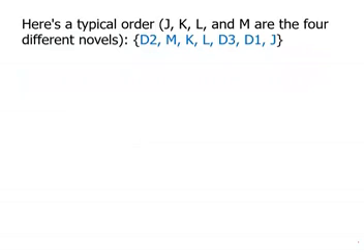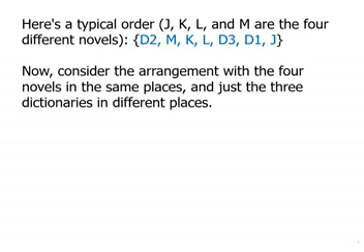Now let's think about those arrangements. Here's one typical arrangement. Let's just say J, K, L, and M. Those are the 4 novels. And so I put them in this order. That's just a random order with the 3 dictionaries and the 4 novels spread in. Now consider all the arrangements with the 4 novels in the same place and then just the 3 dictionaries rearranged.